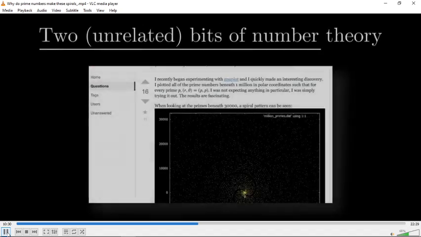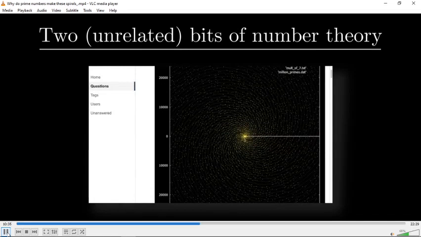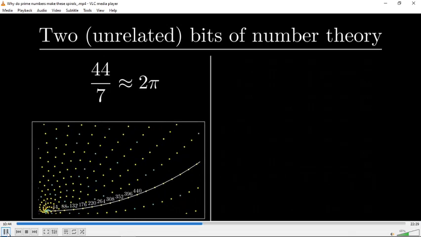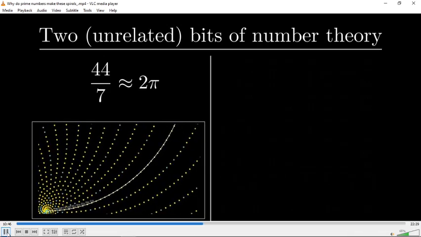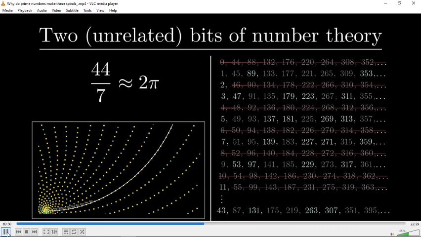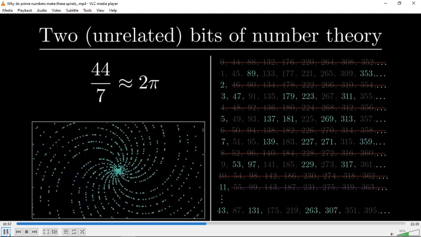Back to the main thread, in short, what the user on Math Exchange was seeing are two unrelated pieces of number theory, but illustrated in one drawing. The first is that 44 sevenths is a very close rational approximation for 2 pi, which results in the residue classes mod 44 being cleanly separated out. The second is that many of these residue classes contain 0 prime numbers, or sometimes just 1, so they won't show up. But on the other hand, primes do show up plentifully enough in all 20 of the other residue classes that it makes these spiral arms visible.